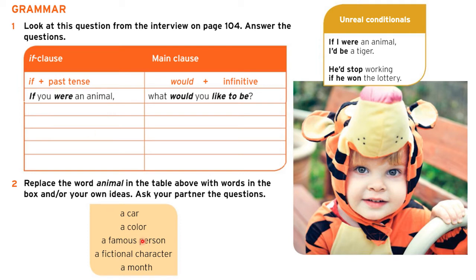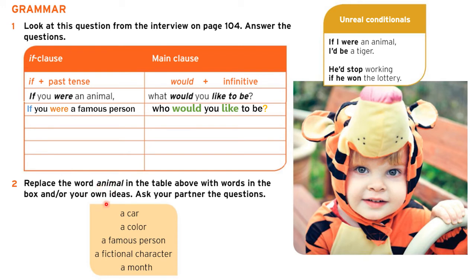For example, if you talk about a famous person, you're gonna write, if you were a famous person, here I'm missing the comma, but comma, who would you like to be? All right, in this case, I'm talking about a person, I wanna use who. If you're talking about an object, what? And like this, you're gonna complete this table.